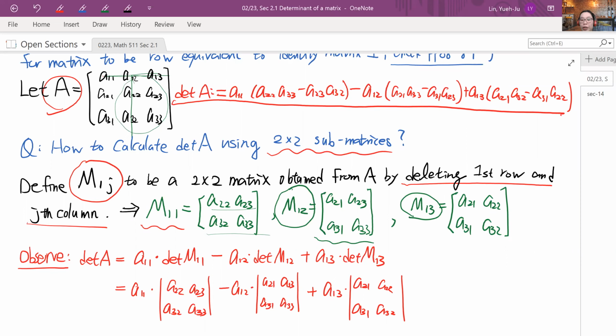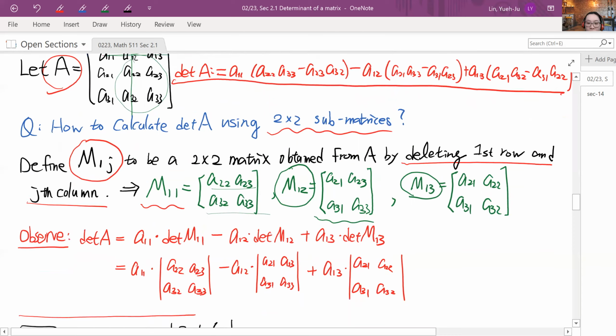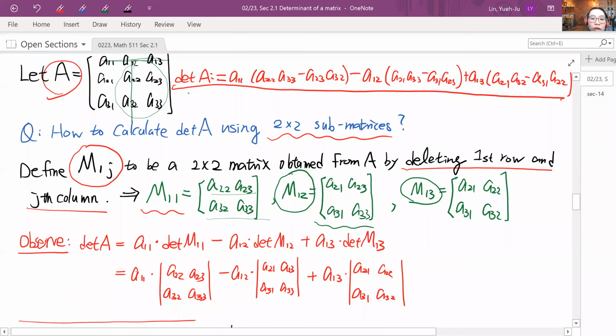so we can work with it more concretely. Once you accept that we have a whole bunch of 2x2 submatrices, then you can find a shortcut for calculating the determinant. So the shortcut is the following. Let me go a little bit backwards so you can compare with the original formula for determinant A.